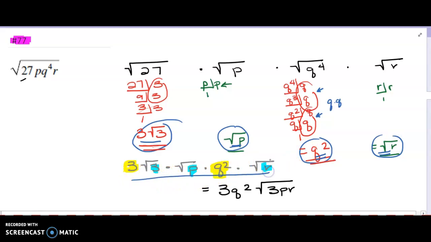That's what this is. Now in yellow, I've highlighted everything on the outside of the square root. So I have a 3 and a q squared, and I'm just going to multiply them together. So 3q squared times the square root of, and then in blue, I've multiplied everything on the inside of the square root, which is just a 3, a p, and an r. So my final answer is 3q squared, square root of 3pr.